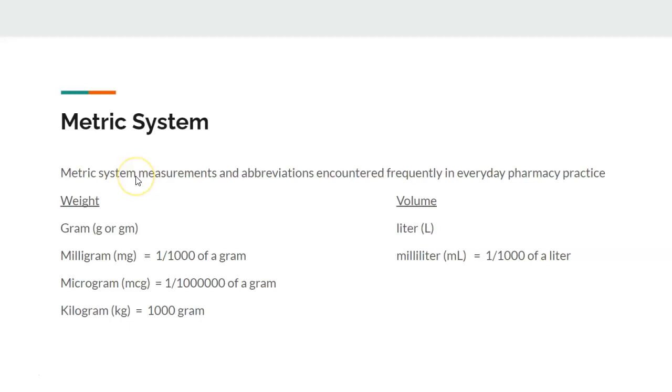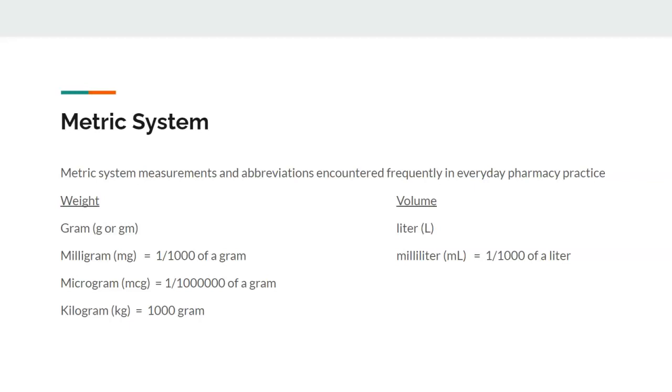So the metric system and the abbreviations encountered frequently every day are these. I want you to write these down. I want you to know them. I want you to know grams is our 0 point and liter is our 0 point for weight and volume. And then milligram is a 1,000th of a gram. Microgram is a 1,000,000th of a gram. And then kilo is greater than a gram, so it's larger than a gram. So we're going to multiply a gram by 1,000 to get a kilogram, but for a milligram we're going to divide it by 1,000.